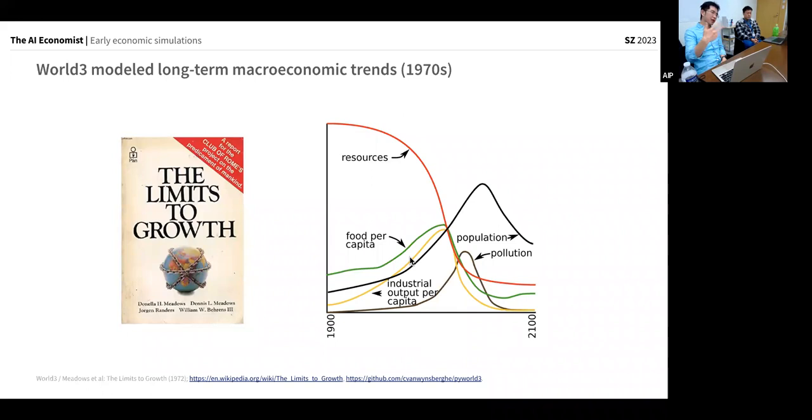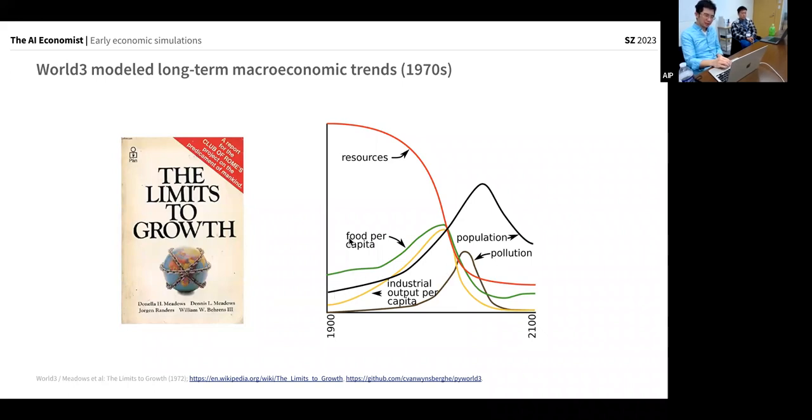So they said, we're going to use one of these simulations to look at what's going to happen 100 years from now. Again, this is the 1970s. They had pretty slow computers, and they asked, what happens, for instance, to how much food per person in the world, or how much industrial output per person do we have, and what happens to the population? And they said, you can also look at pollution. They were pretty ambitious, right?